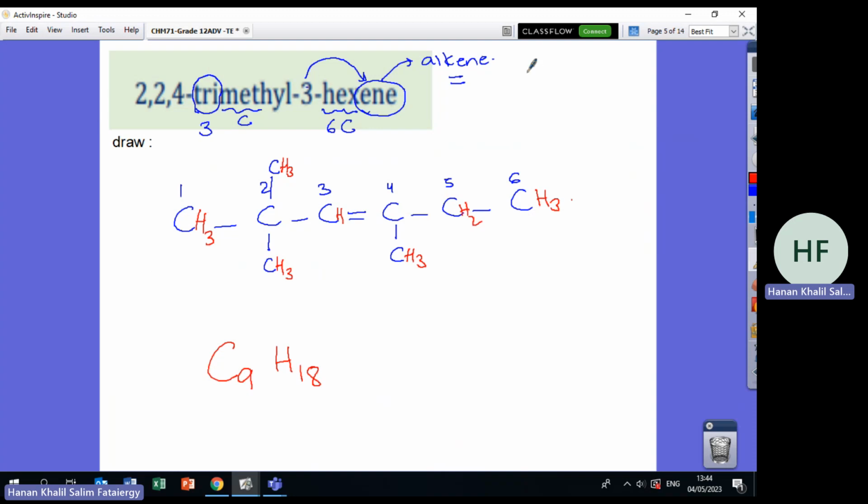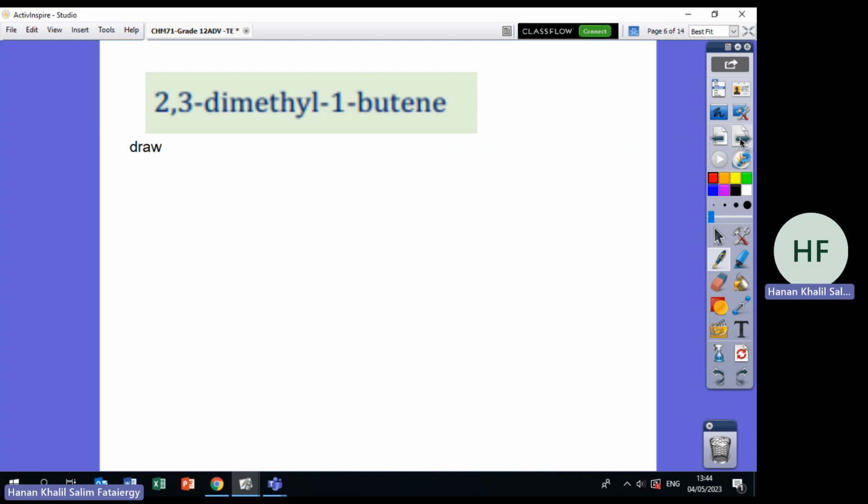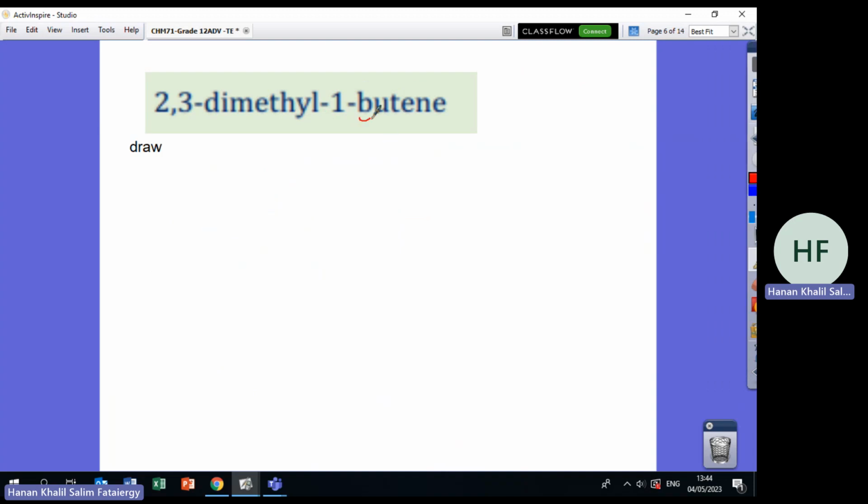Okay, remember that for alkenes, the general rule is CnH2n. So if n is 9, 2n will be 18. Okay, now pause the video and try to draw this structure and then check with me.